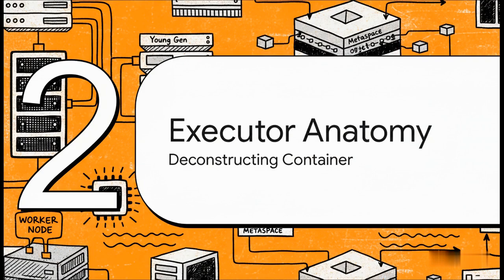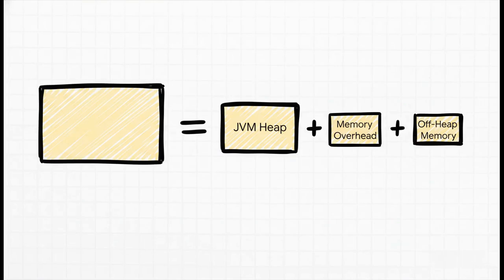Okay, so with that high-level context in mind, let's deconstruct the memory of a single Spark executor. The executor, as you know, is the fundamental unit of work in Spark. It's just a dedicated JVM process that runs on a worker node. And I'm telling you, understanding its internal memory layout is the key to debugging almost any performance issue you'll ever run into.